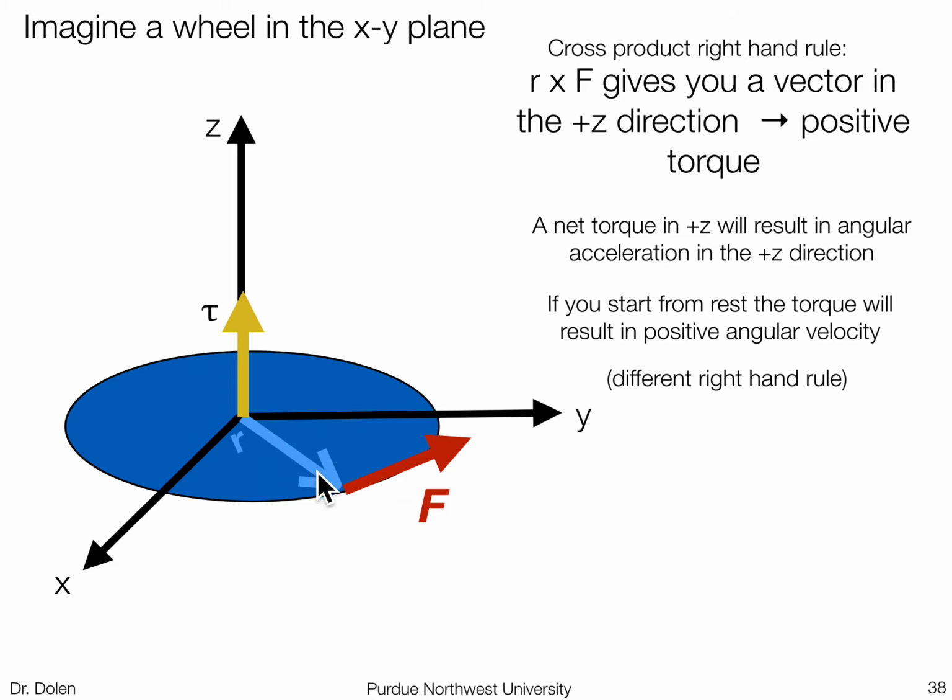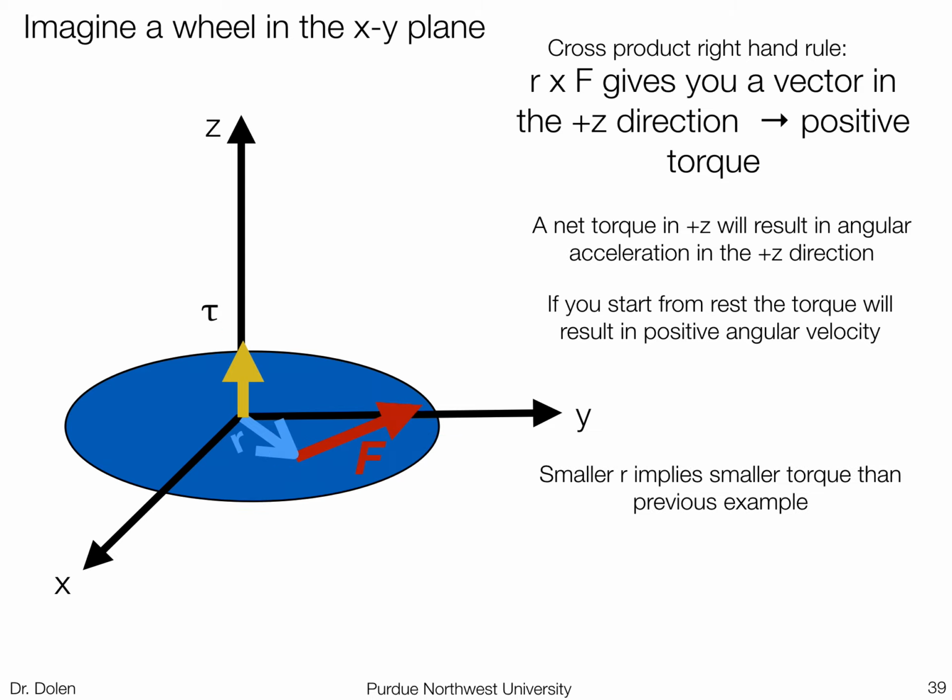r is entirely in the xy plane, F is entirely in the xy plane, the wheel is spinning entirely in the xy plane, but my torque is not in the xy plane. In fact, it's perpendicular to the xy plane. It's in the z direction. Okay, so it's along my axis of rotation. Right? If this is a wheel, it's along the axle. And just like angular velocity and angular acceleration, those vectors are also always along our axis of rotation.